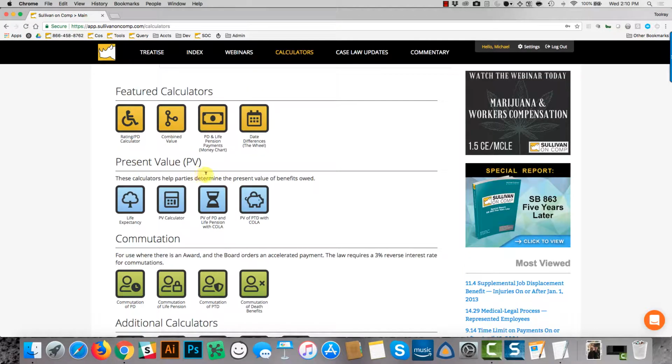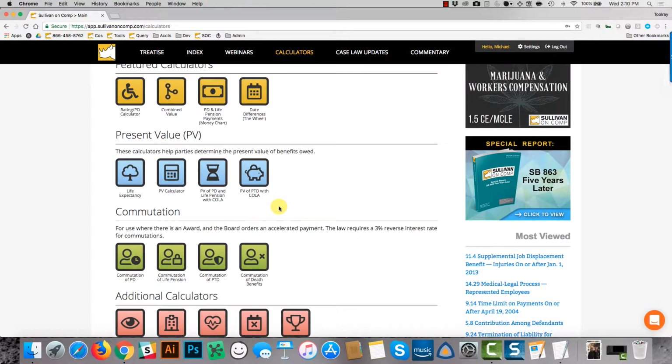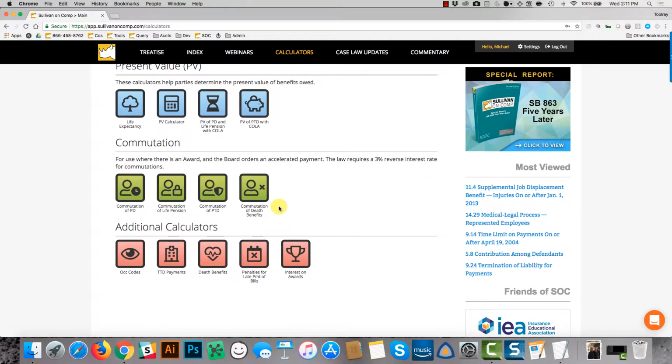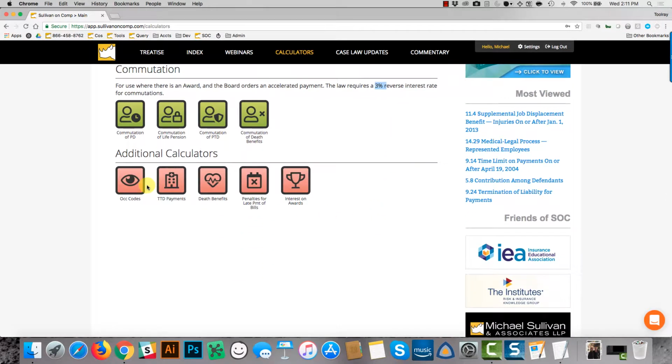There's present value calculators used to determine the value of a case based on the benefit streams. Commutation, tools used for calculating lump sum payments when ordered by the court. And those are at the statutorily required 3% discount rate. And additional calculators that will also be useful, but you may only need to use them from time to time.